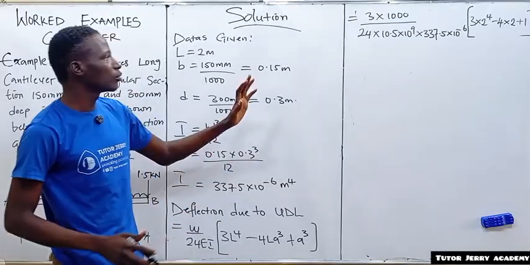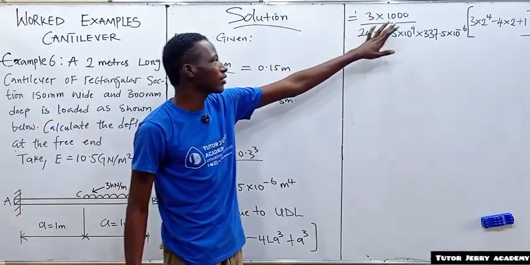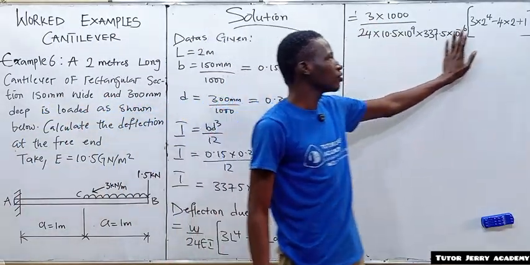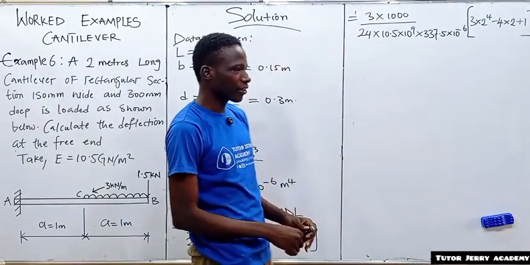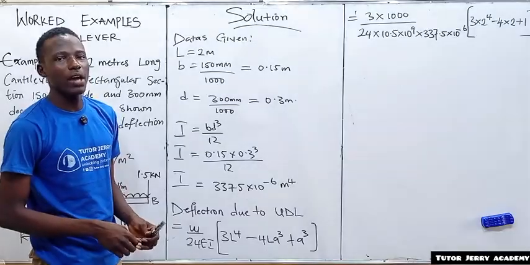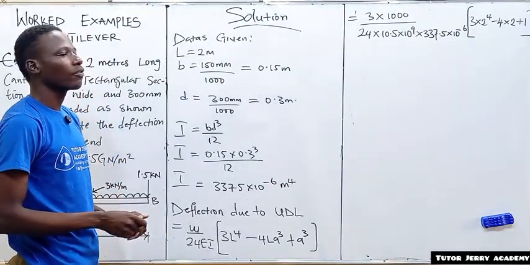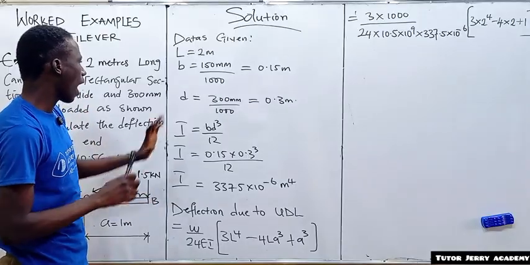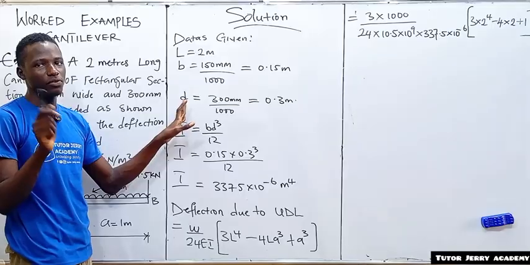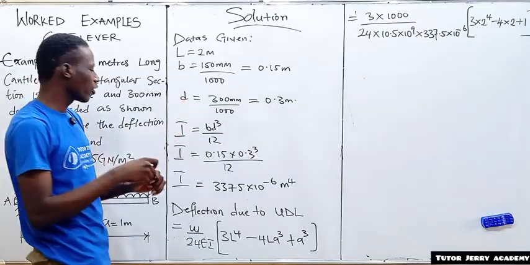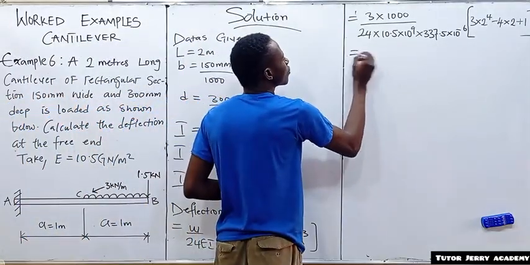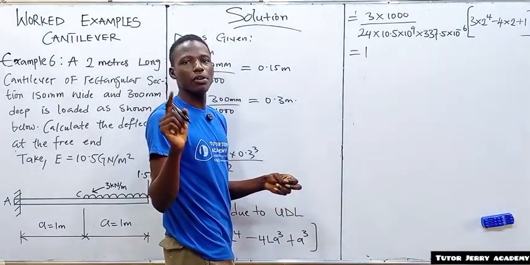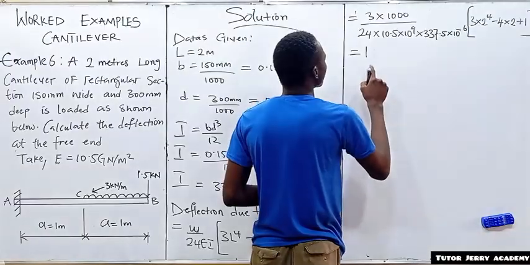So if you do this, you just multiply 3 times 1000, you divide, then you use it to multiply whatever you get in the bracket. This will give us nothing but what? 1.443. But there's something you need to note. Our unit are in meter. Yes, very importantly, our unit are in meter. So if we calculate this, it will give us 1.4.